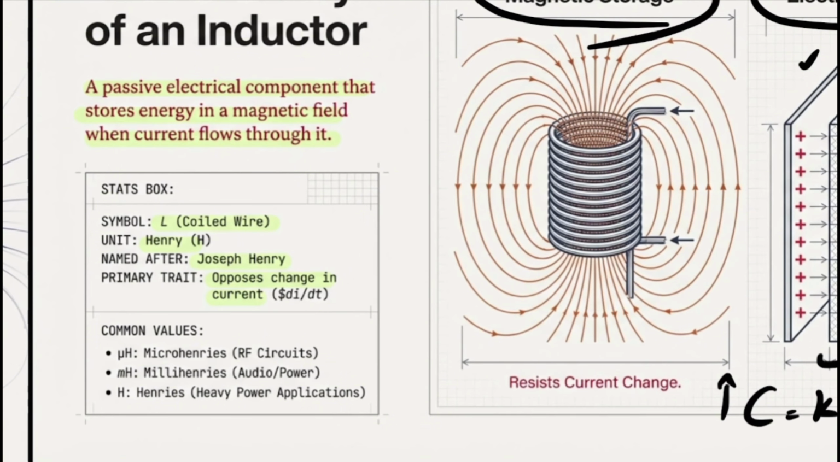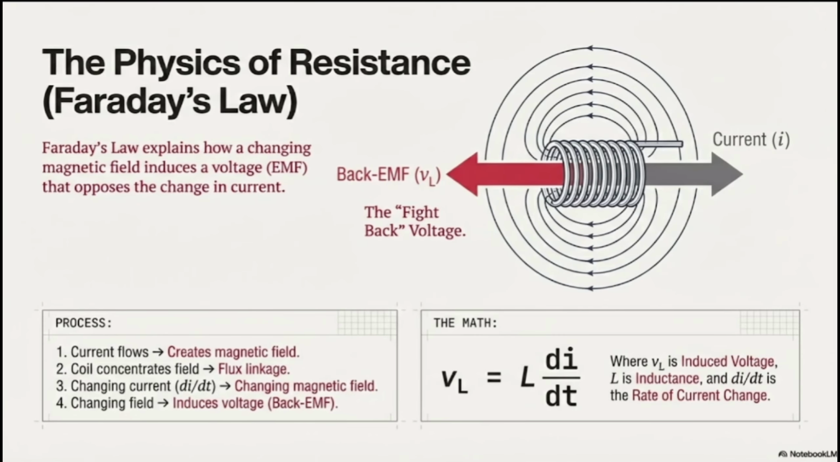If you guys remember about the capacitor, it was vice versa. It means that your capacitor didn't like the change in voltage. In the meantime, your inductor doesn't like the change in current. So most of the time we use the microhenry and the millihenry, and the Henry is a very big number. So mostly it would be used in power applications and so on. So let's talk about it in detail.